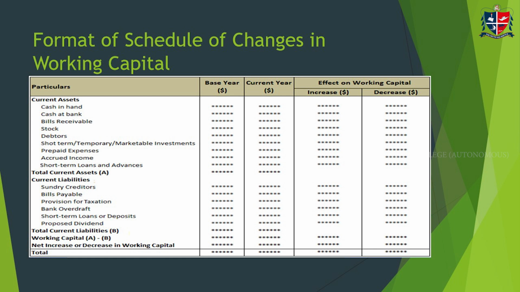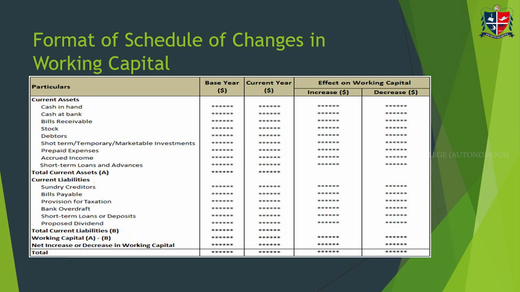And in the current year, just like that, we have to write down the working capital. We get it by deducting the current liabilities of the current year from the current assets total of the current year. So we will get the working capital of the current year and the previous year. Then we have to compare the working capital figures of the current year and previous year.